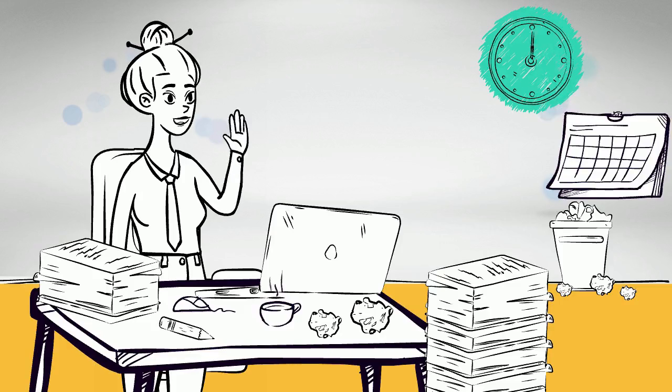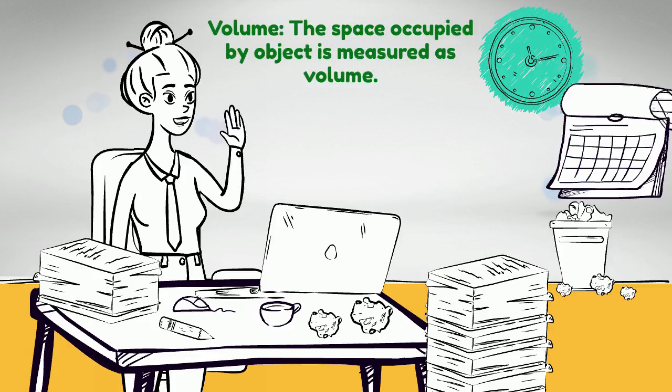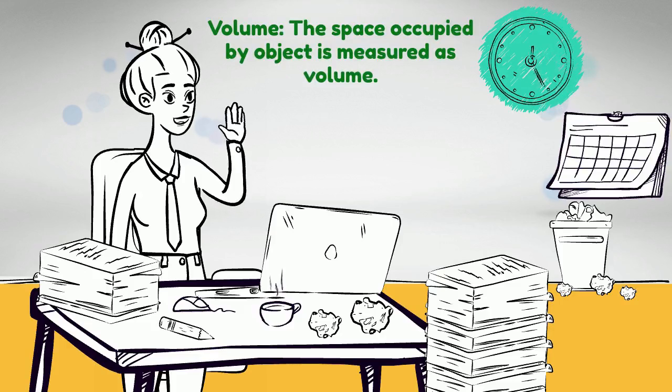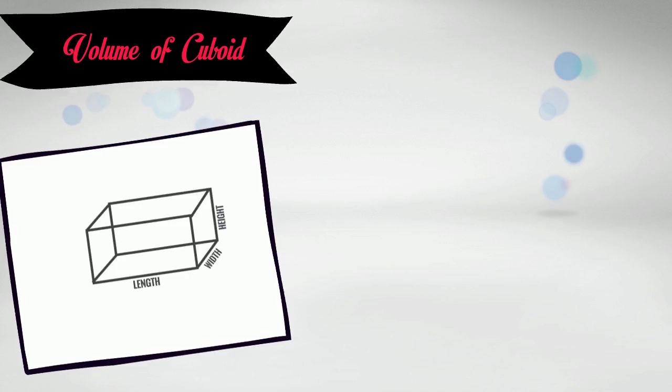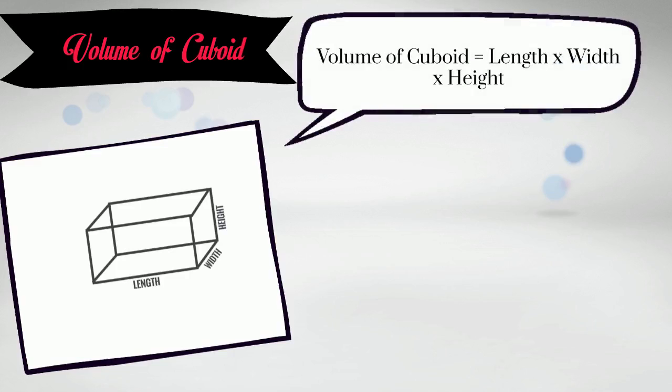Students, let's switch gears from surface area to volume now. Let's understand what a volume is. Volume is the space that's occupied by an object and the unit of measurement for volume is cubic unit. First of all, what is the volume of a cuboid? The formula for volume is length into width into height.